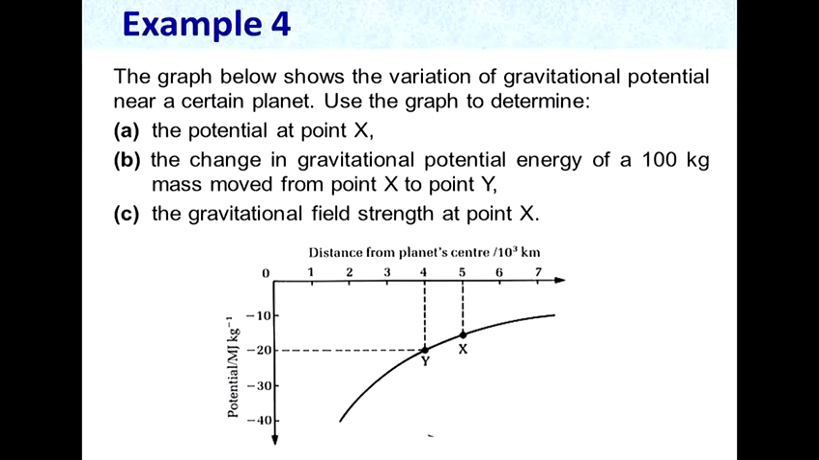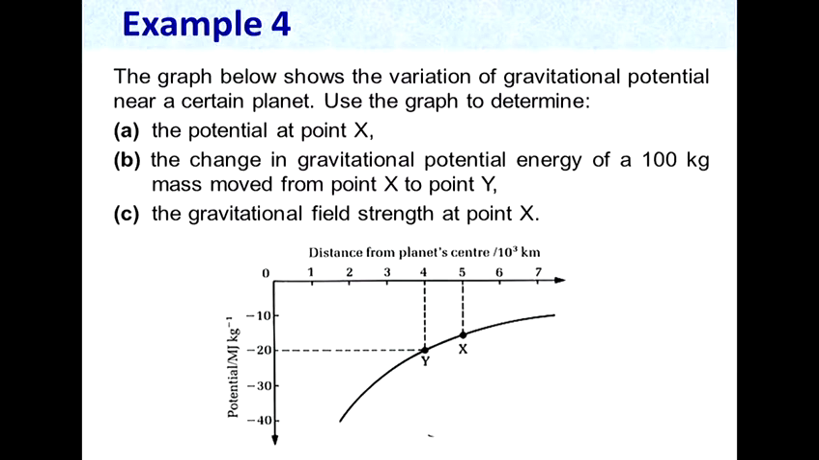Okay, let's look at example 4. The graph shows you how potential varies with distance from a planet center. So based on this graph, you need to determine the potential at point x here. You are given that the potential at point y is minus 20 megajoules per kg. Take note of the unit, it is megajoules per kg. And the distance is in km, 10 to the power of 3 kilometers.